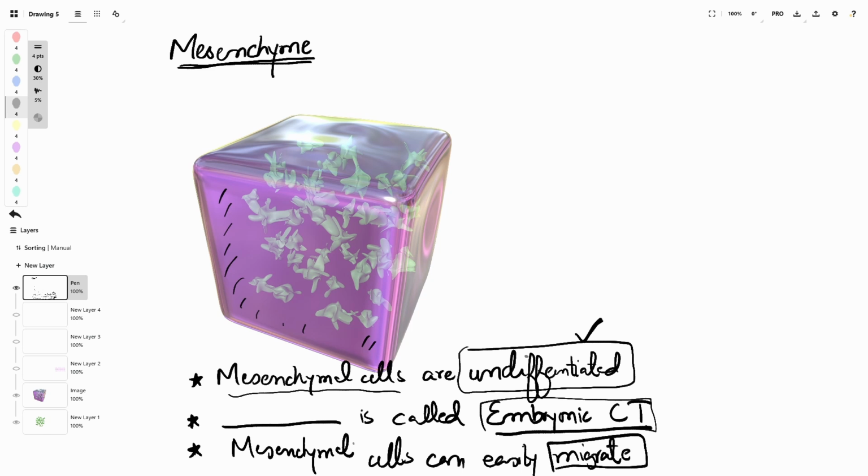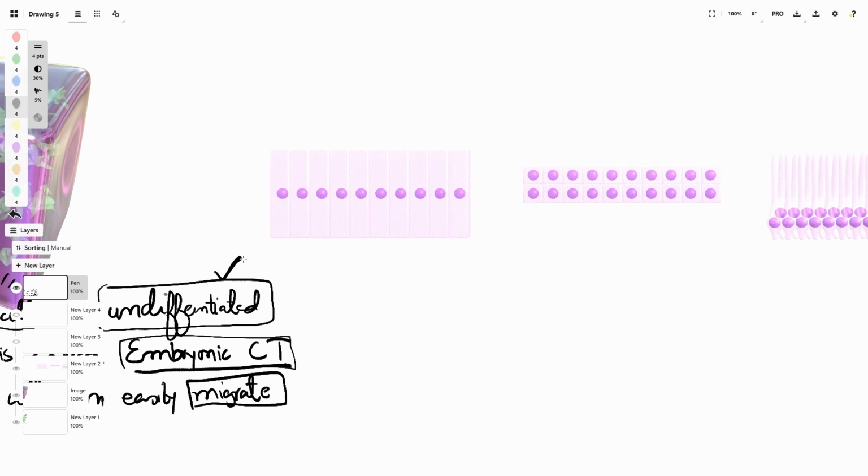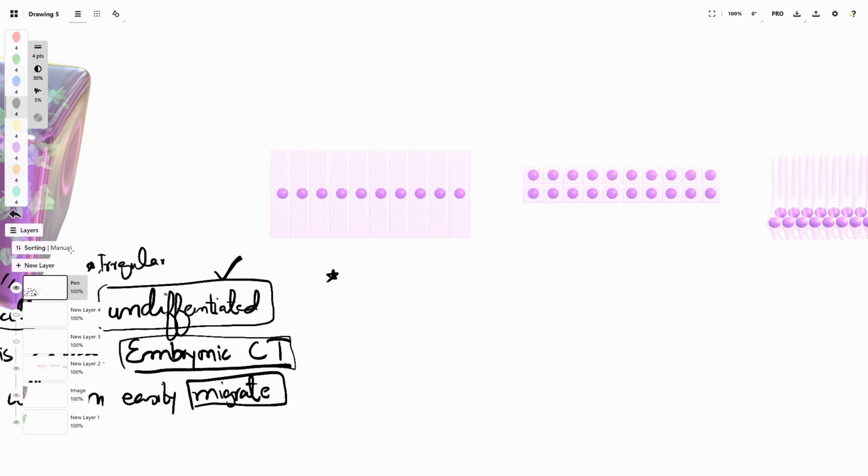Now compare this with something which is the stark opposite, totally opposite to these mesenchymal cells or mesenchyme. That is called epithelium. When we talked about mesenchyme, we said that it has irregularly shaped cells. But here, in case of epithelium, we have properly shaped cells. For example, here there is this proper border. You see, these are properly shaped cells.